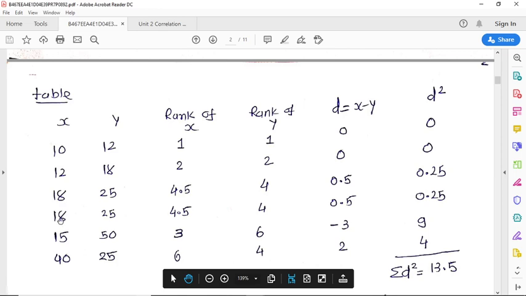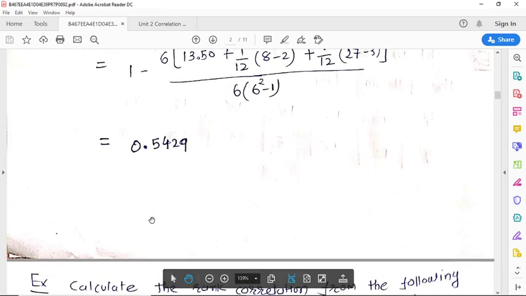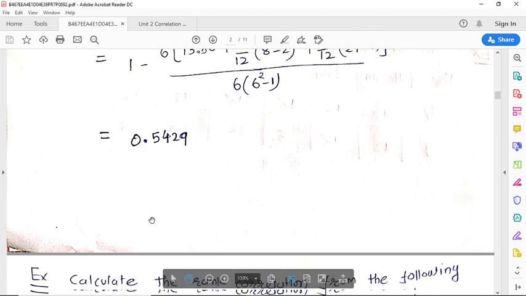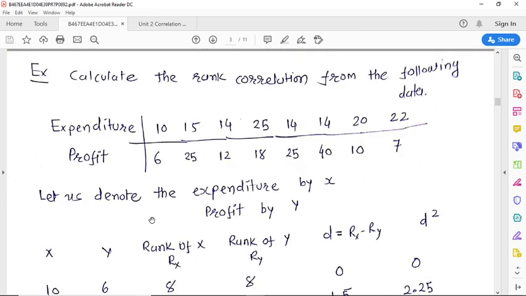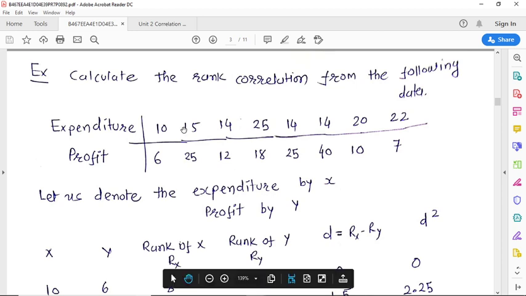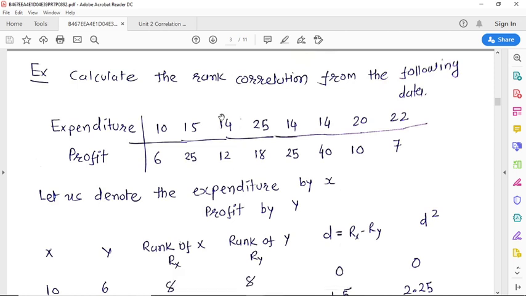Okay, so that example we discussed in the last few minutes of the last lecture. Let us consider the second one. Calculate the rank correlation in the following data. We have expenditure in the advertisement and the profit. How much you have to spend in the advertisement here, and that is the profit data. So it is 10, 15, 14, 25, 14, 14, 20 and 22. That is the expenditure we have in advertisement, and that is the profit we have. Clear? Those are the given data.